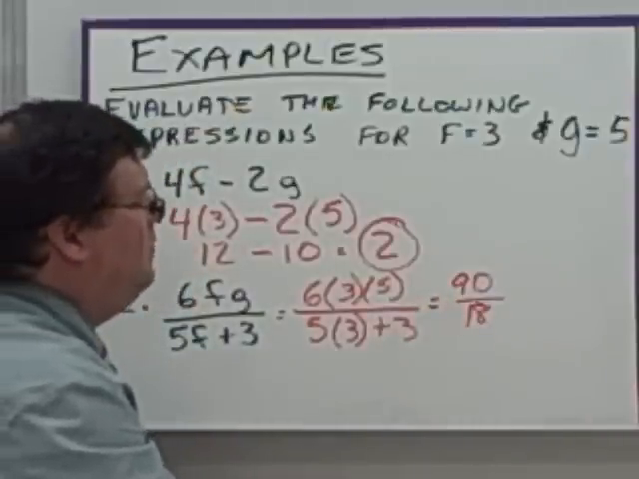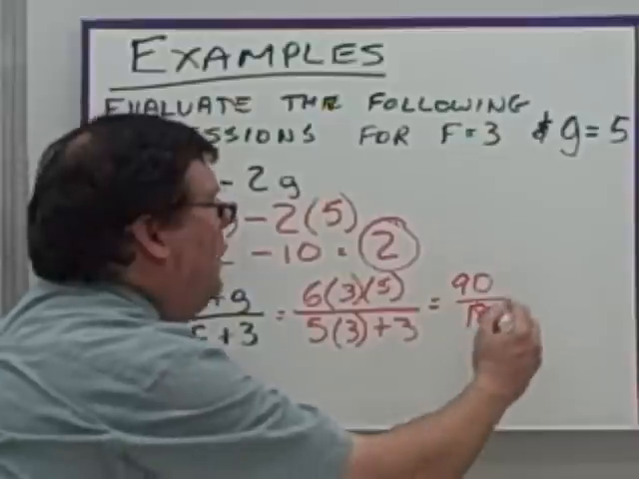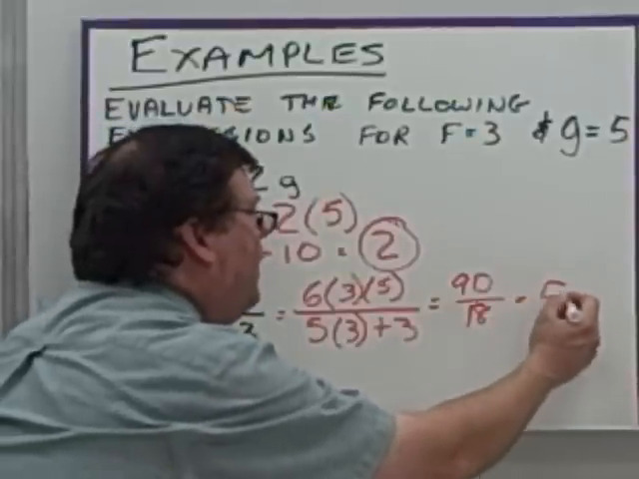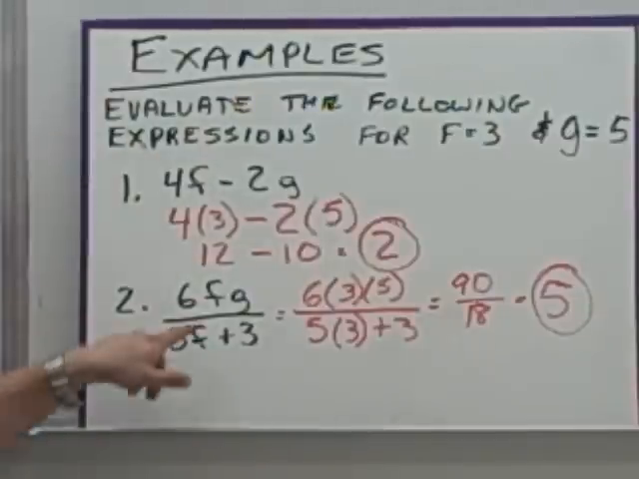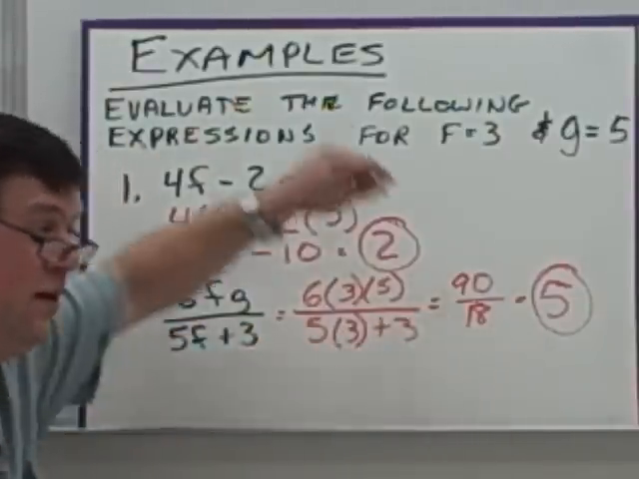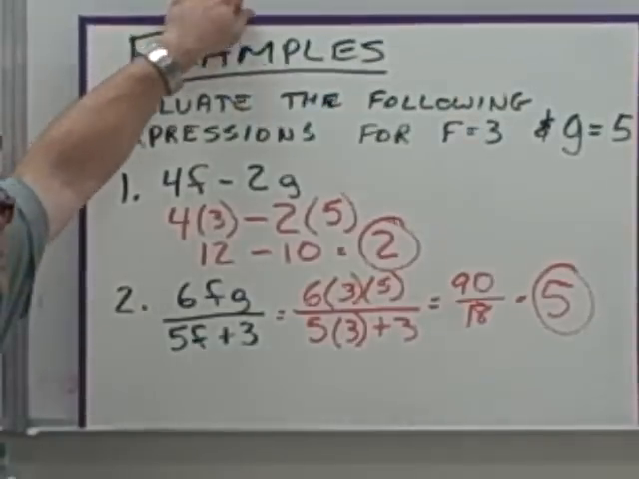Does 18 go into 90? Yes, it does. It goes in 5 times. So our answer is 5. This all simplified down to the number 5.